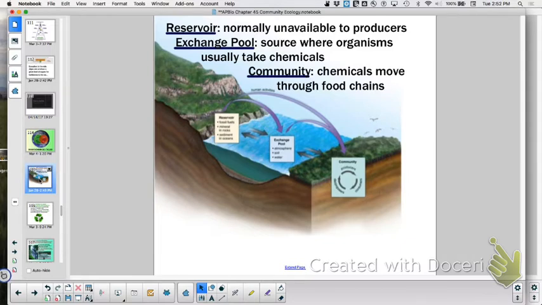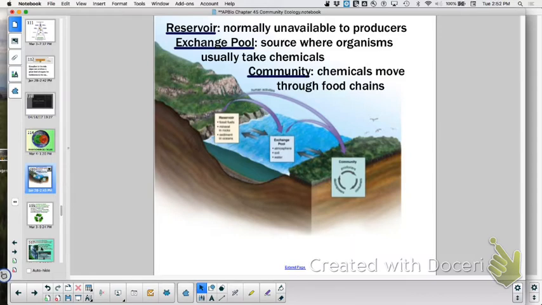Remember, the reservoir is normally not accessible by the autotrophs. Remember, the autotrophs are the beginning, right? They're getting the energy from the sun, yes? Okay. And then the exchange pool is where the plants get access to it. And then the community is just as it moves from producer to consumers and through the consumer community, and then decomposers break it down again.